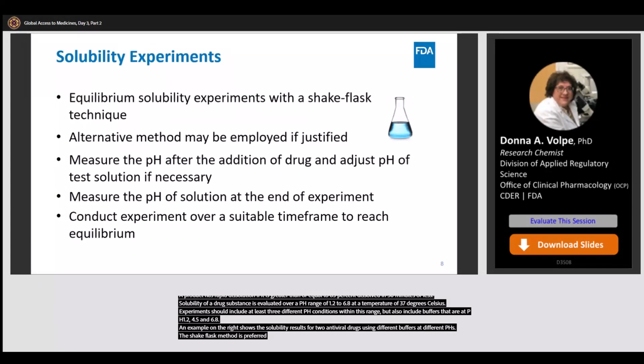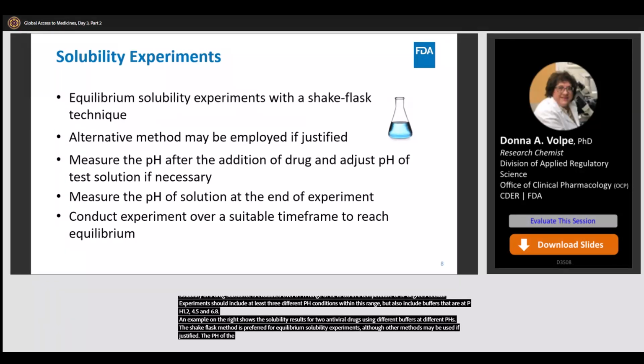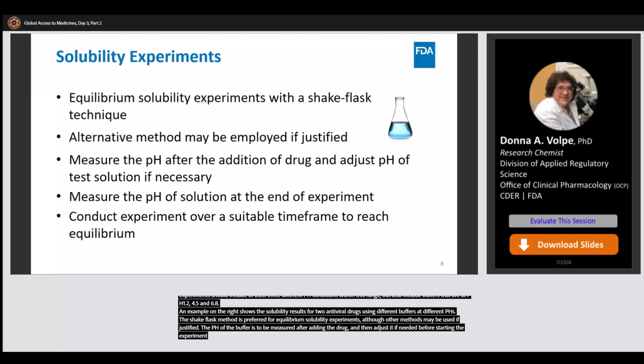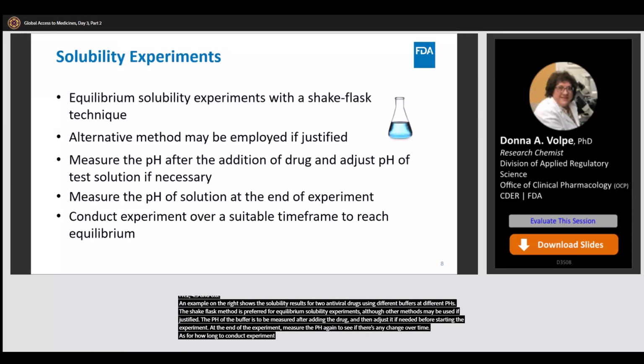The pH of the buffer is to be measured after adding the drug and then adjusted if needed before starting the experiment. At the end of the experiment, measure the pH again to see if there is any change over time. As for how long to conduct the experiment, you would want the solubility of that drug to reach equilibrium.